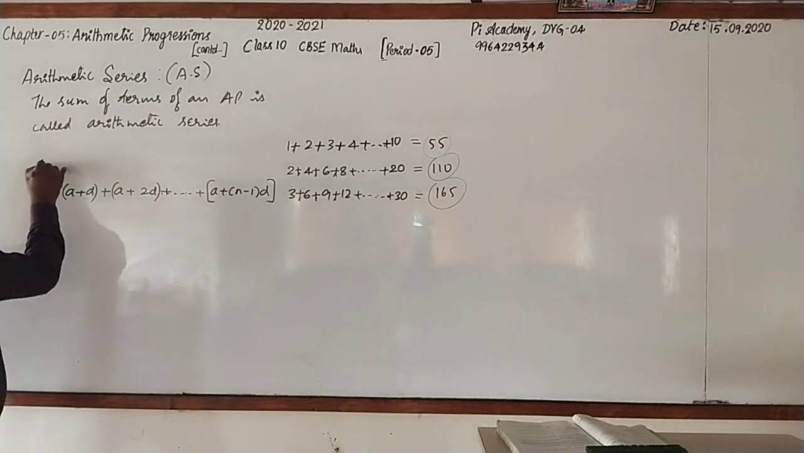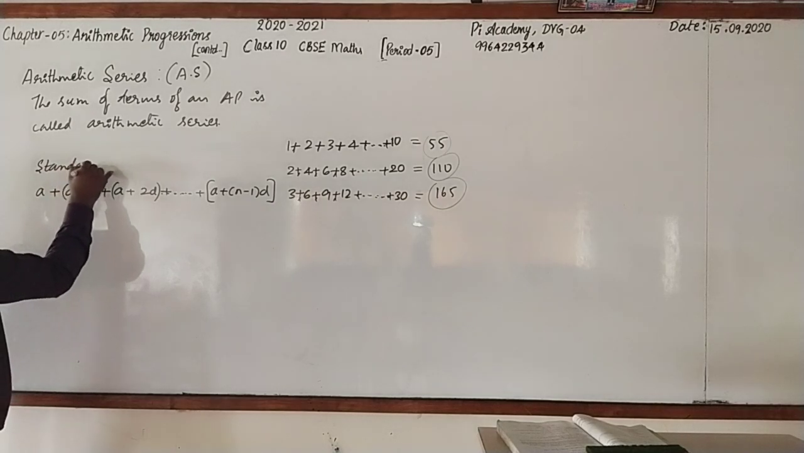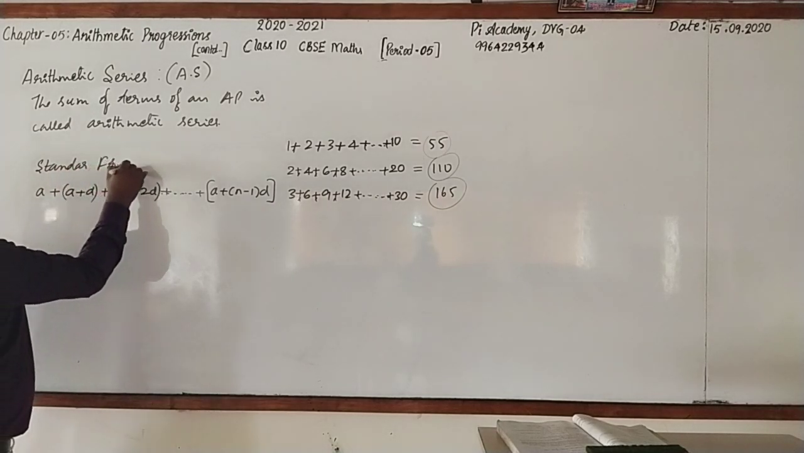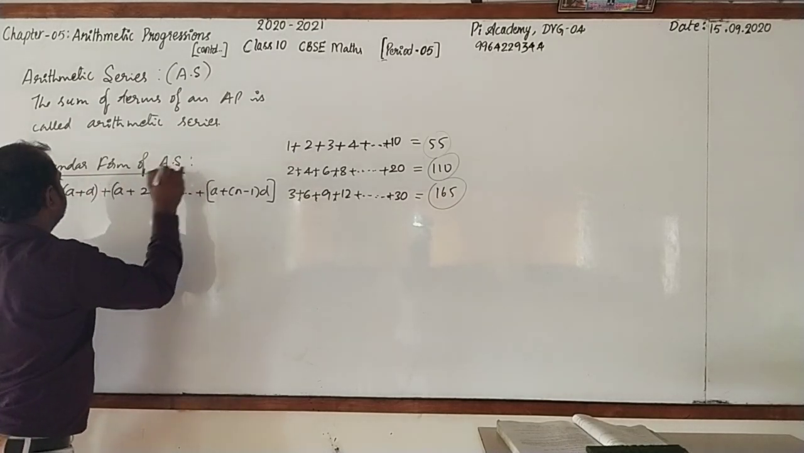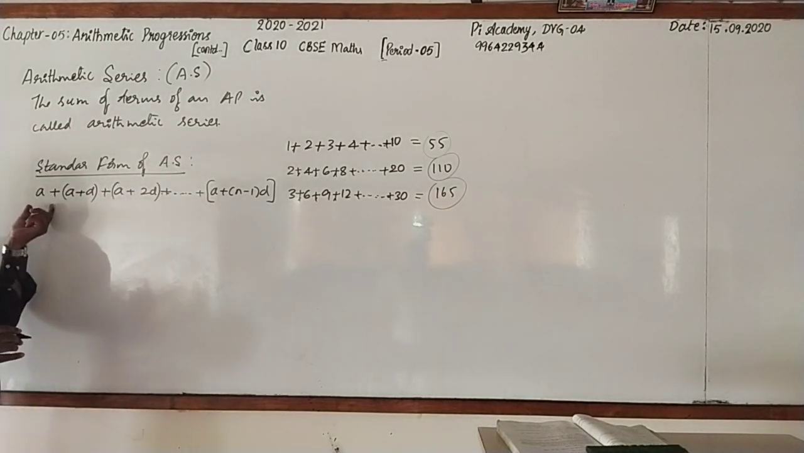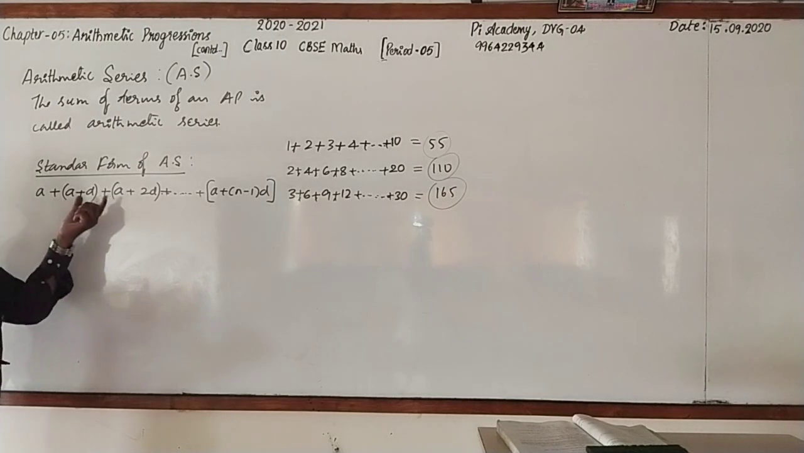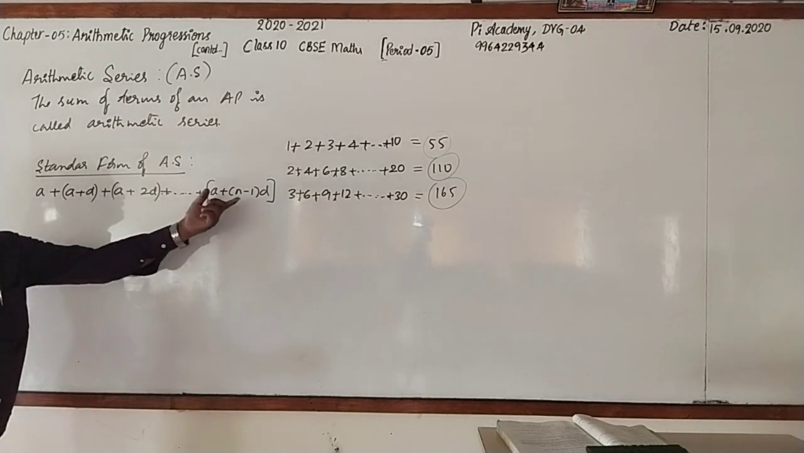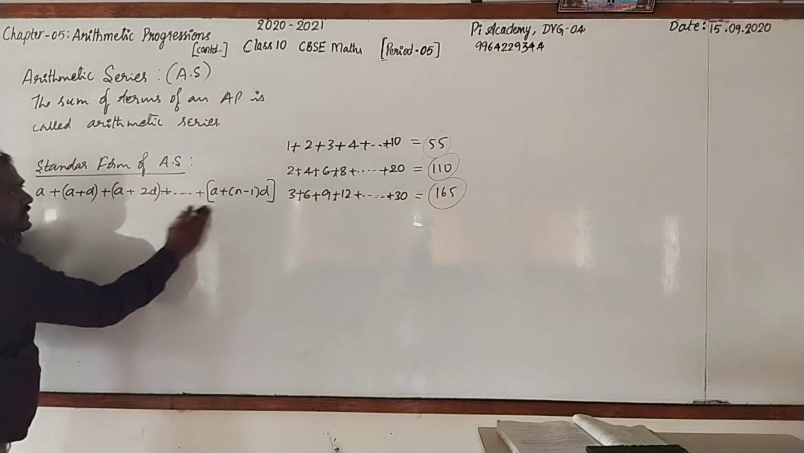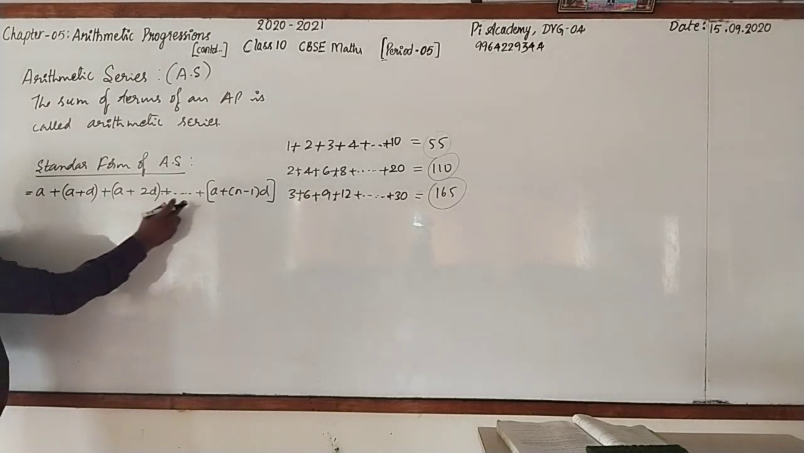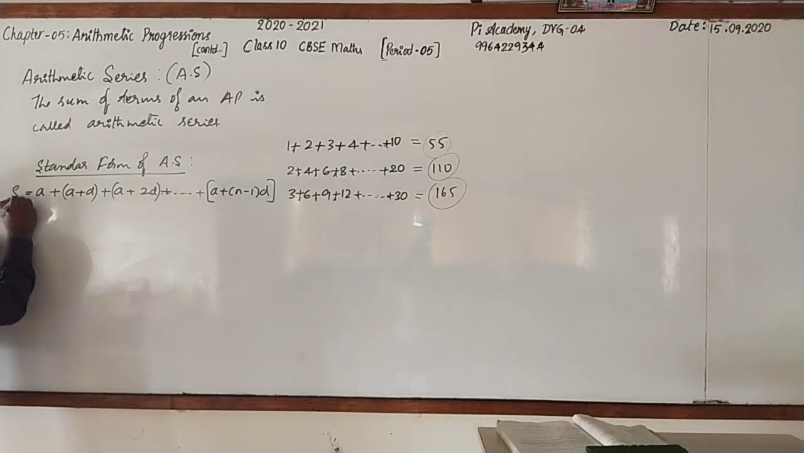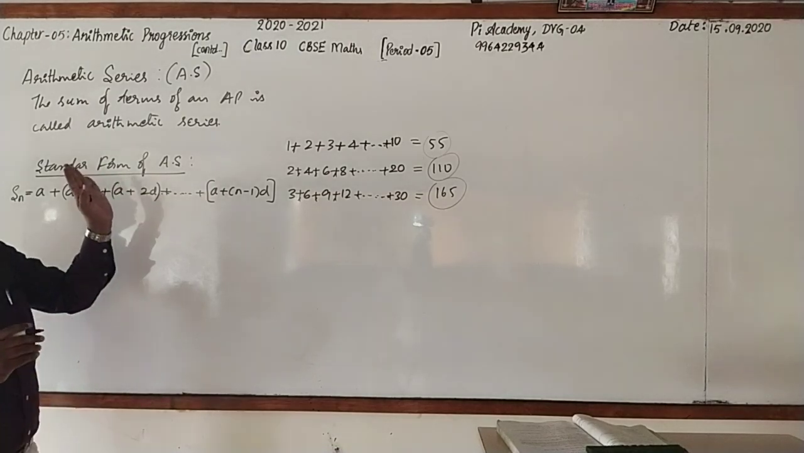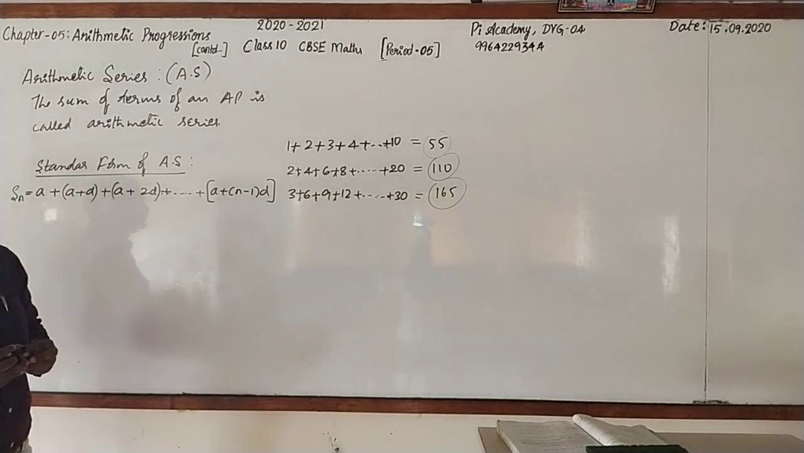Here I will write the standard form of AS. It is a plus d plus a plus 2d plus so on. And this whole sum, here how many terms are there? There are n terms. The sum of these n terms can be written as Sn. This is the standard form or general form of AS.